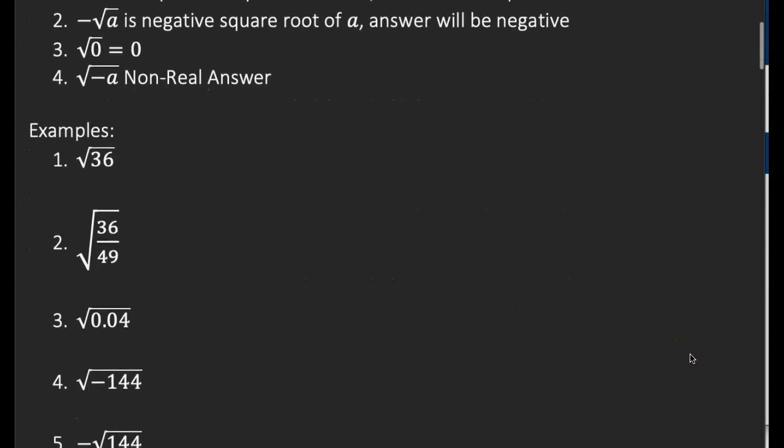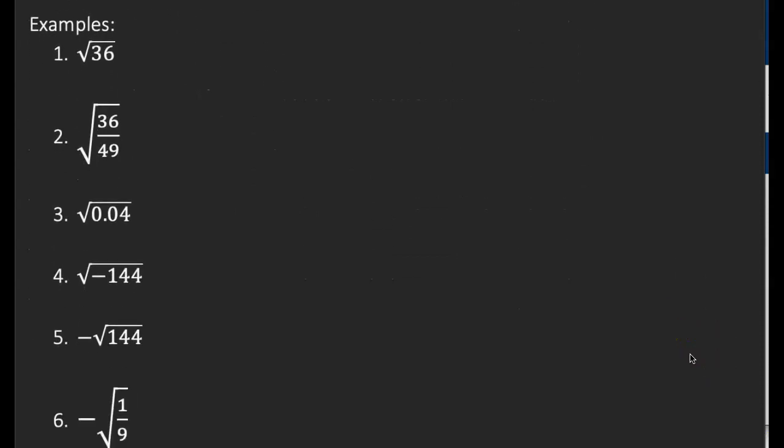Let's see a few examples about what this all means. If we have the square root of 36, one number multiplied times itself will give you 36. That will be 6. Then here you can rewrite it if you would like, square root of 36 over square root of 49. You don't need to do this step, but that will be 6 over 7.